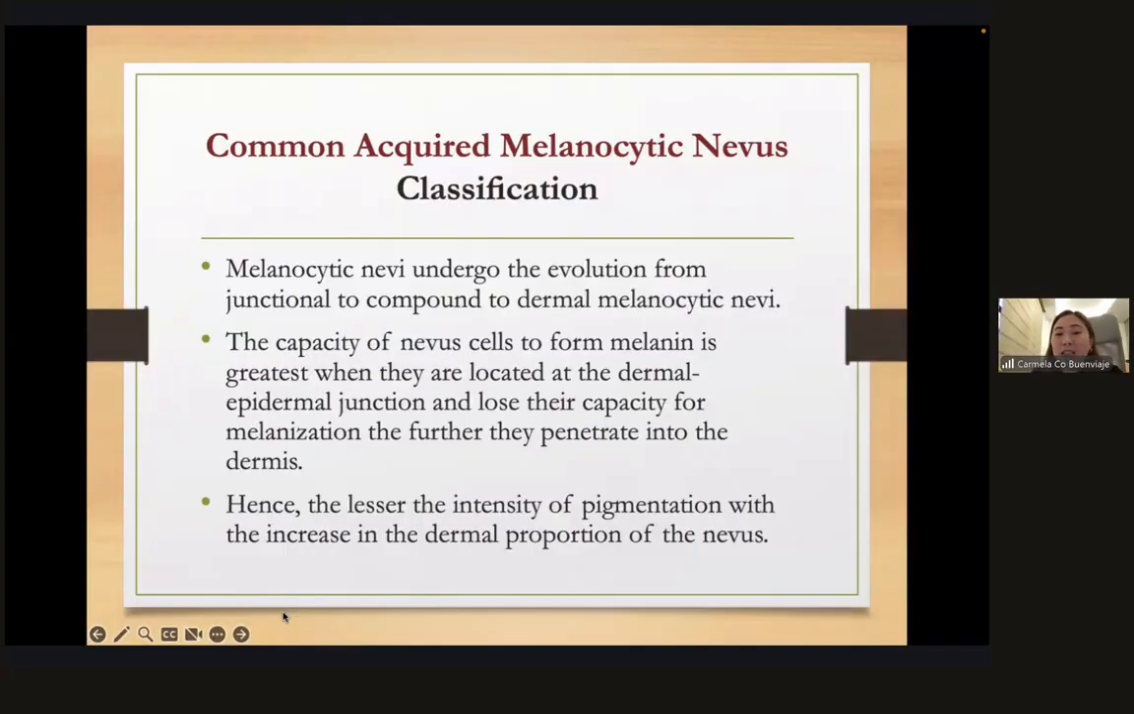Okay, so melanocytic nevi undergo evolution from junctional to compound to dermal melanocytic nevi. The capacity of these nevus cells to form melanin is greatest when they are located in the dermal epidermal junction.